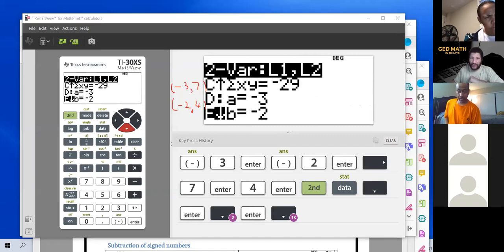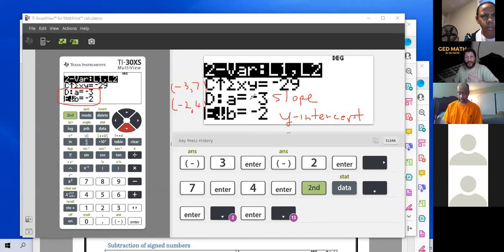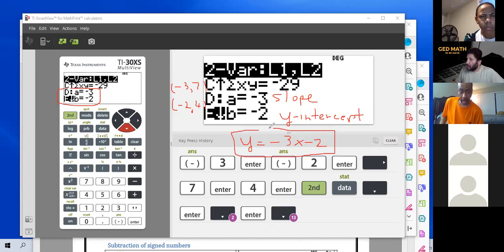What you will see, which is very important, is when you get to lowercase a and lowercase b, this is telling you the slope and the y-intercept with no work to be done. So our slope is -3. Our equation would be what, Gary? If we want the equation of this line, what would it be? It's going to be y equals -3x - 2. Right.